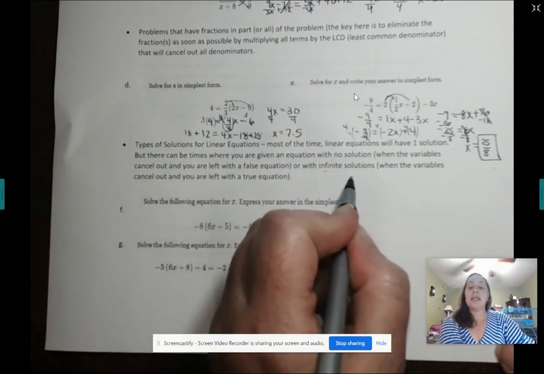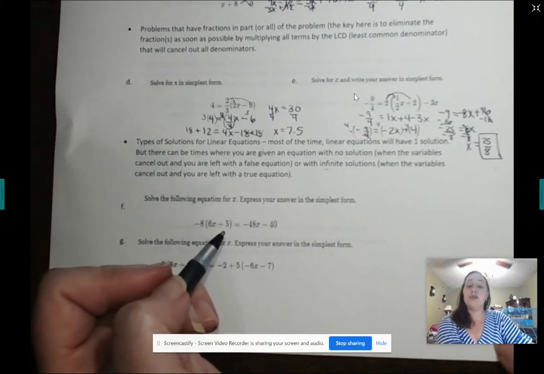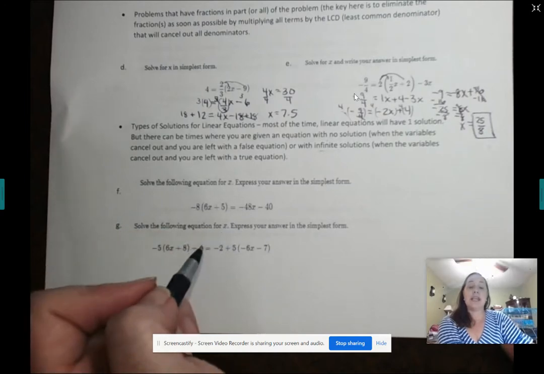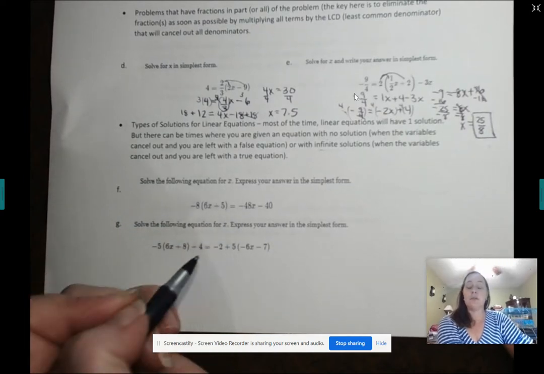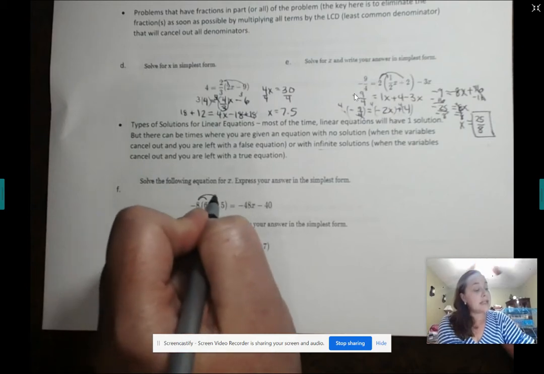There's also the possibility that the variables will cancel out and you're left with 2 equal numbers, which would be a true equation. Well, that means we have infinite solutions. I could put any number in for x in all of those places, and it would always be equal. So let's look at an example of each.